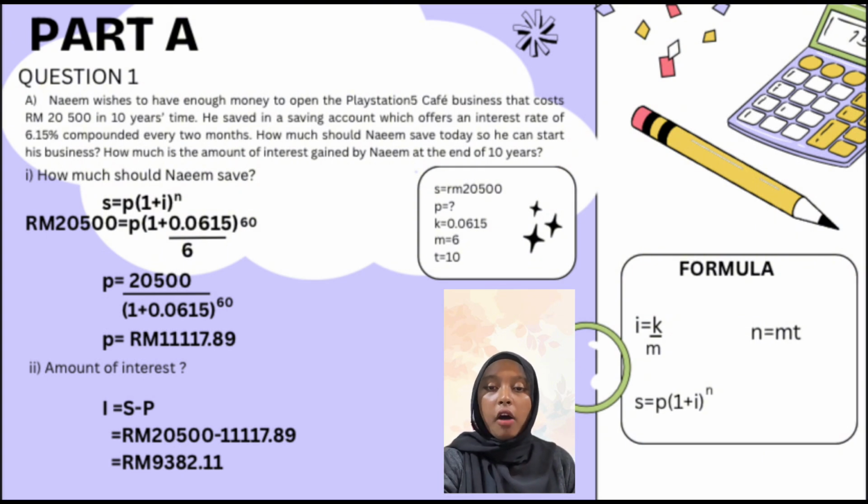And proceed to the amount of interest. How can we get the amount of interest? We're using the formula I = S - P. Our S is 20,500 minus 11,170 ringgit 89 cents. That equals RM 9,329.11.